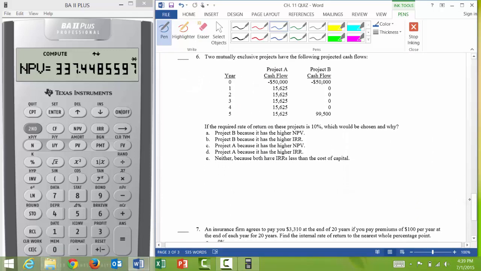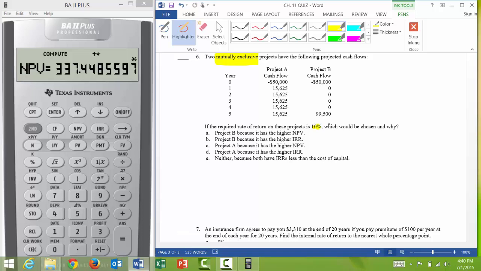Okay, question 6. Two mutually exclusive projects have the following projected cash flows. So that means we can only choose one since they're mutually exclusive. So we have project A and project B. And then if the required rate of return on these projects is 10%, then which one should be chosen and why? So if you look at some of the answers, it says because of NPV or because of IRR.